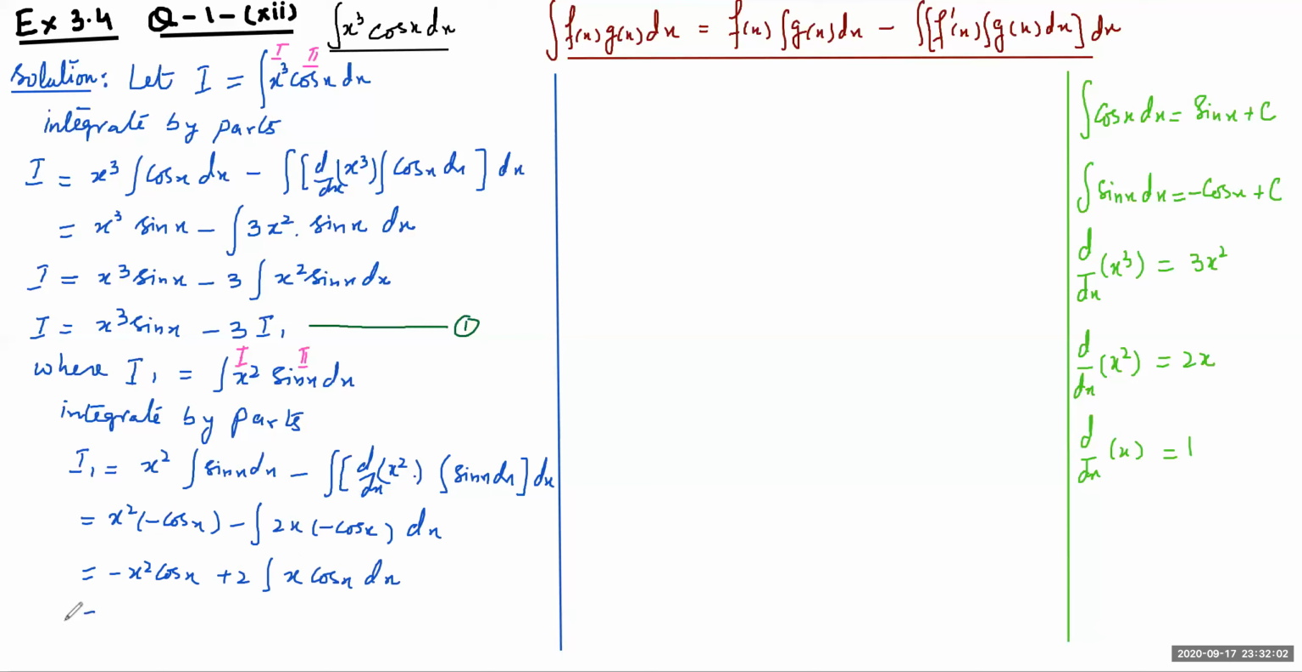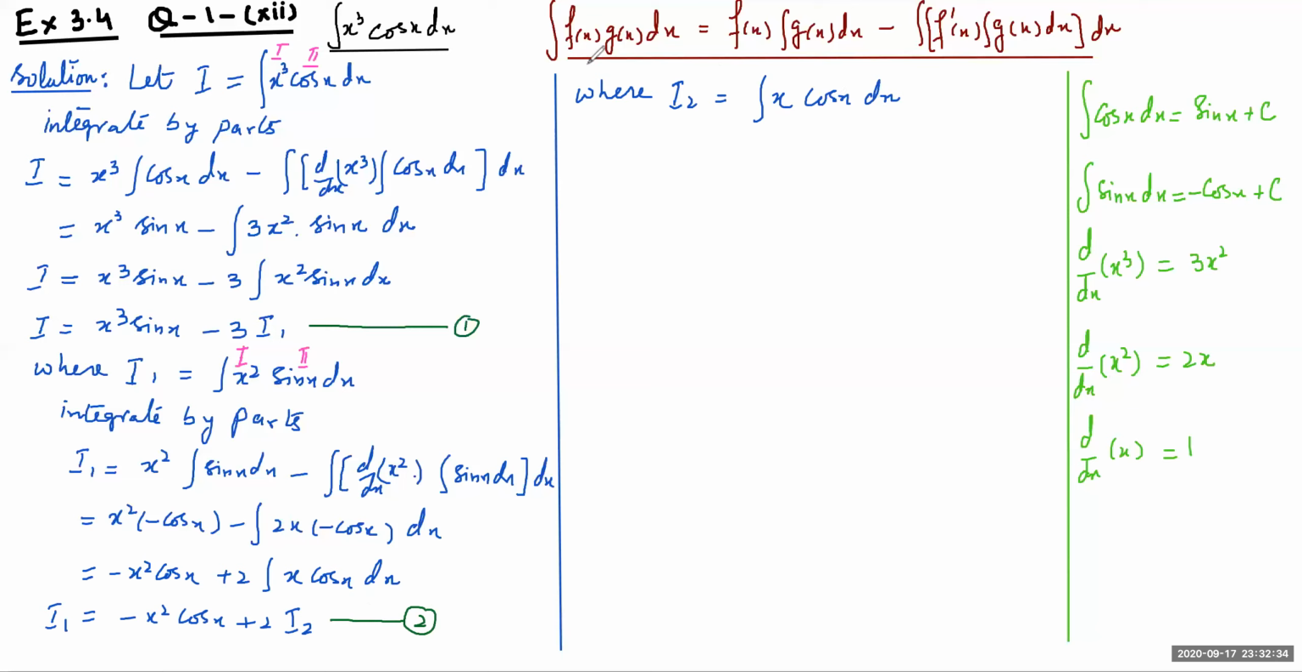Now let's see, I'm going to name this as integral I1 is equal to minus x square cos x plus 2 into I2, and name this result as result number 2. And what is I2? Where I2 is equal to integral x cos x dx.